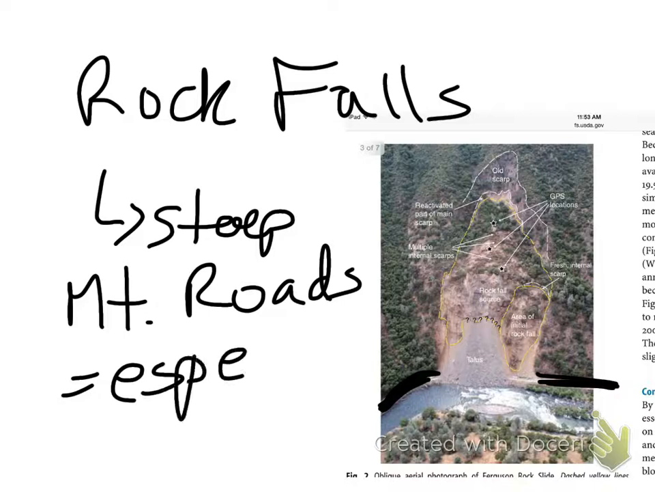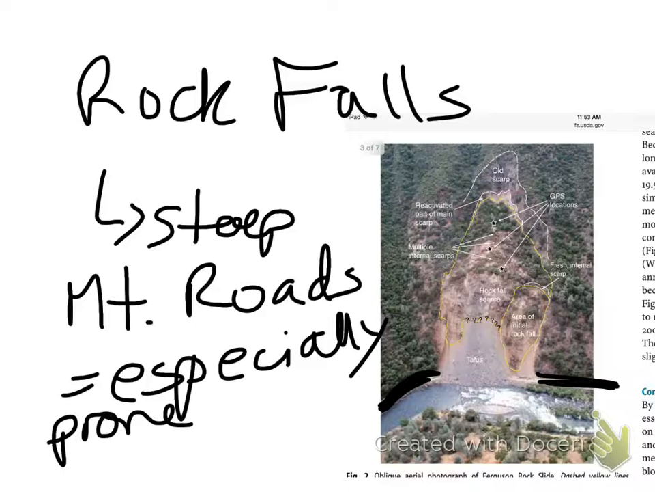Steep mountain roads are especially prone to rockfall, just because you cut into the mountainside and now there's exposed rock and gravity wants to move the rocks down. Rocks don't want to just stay floating up here, they want to move down and sit on the ground. So that's what a rock fall is, right? If you've exposed the rock, if you cut into the side of the hill and loosened them, they're prone to a rock fall.